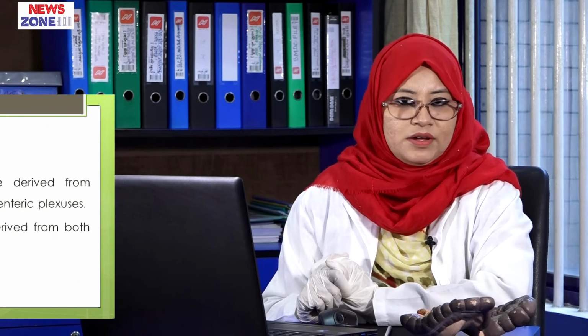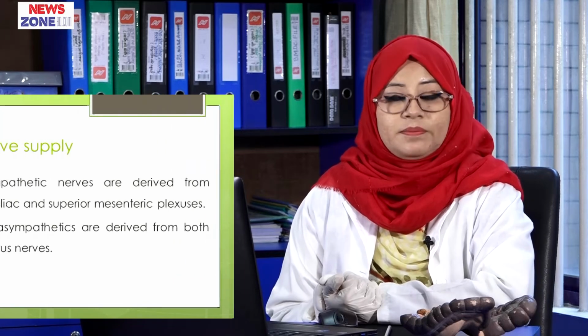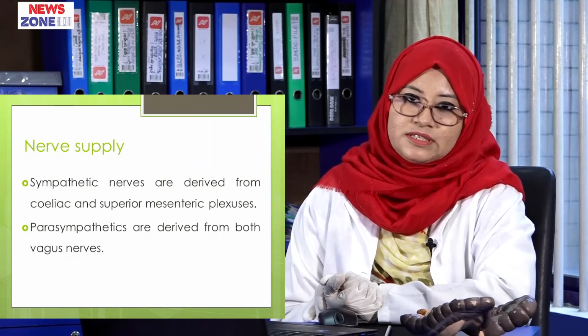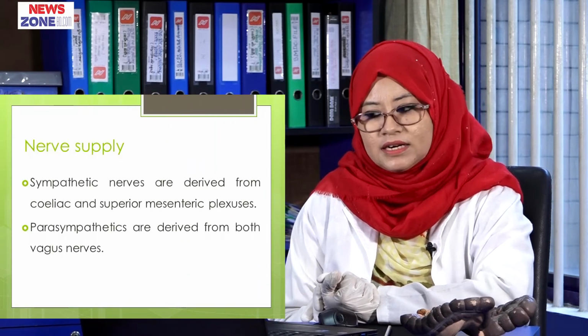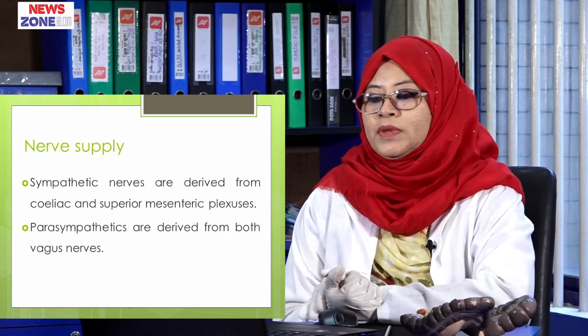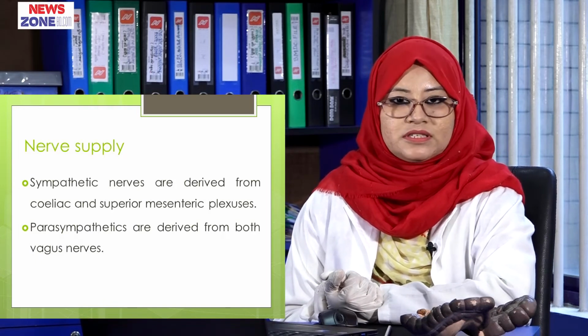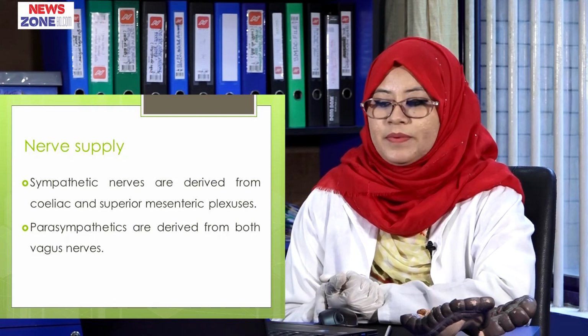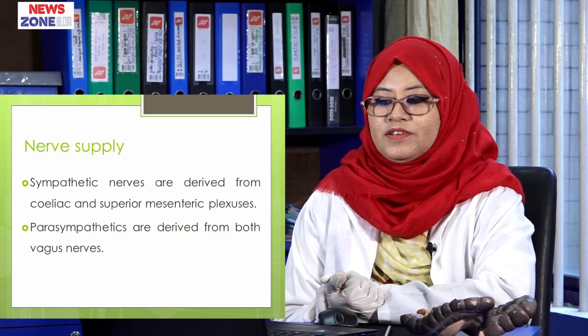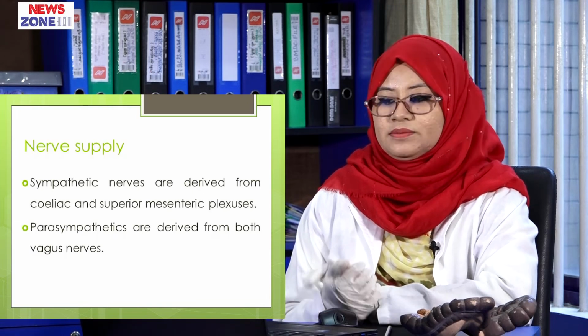Now, nerve supply of pancreas. It is supplied by autonomic nervous system, that is the sympathetic nerves are derived from celiac and superior mesenteric plexuses. Parasympathetic nerves are derived from both vagus nerves.